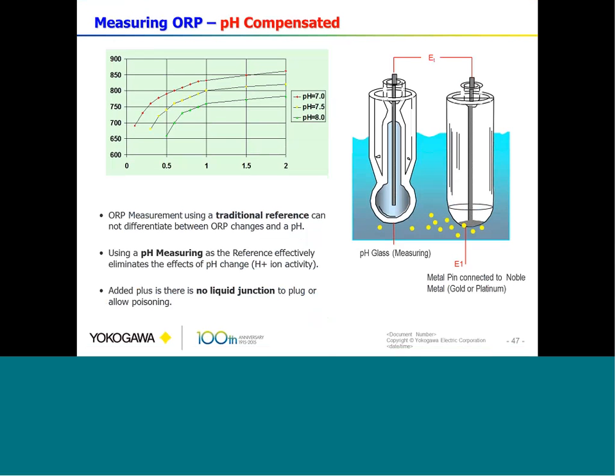And this is common in cooling tower applications where we add acids to control corrosion, and we're also using ORP to indicate the power or the effectiveness of chlorine that's used as a biocide. So we don't want to add the changes in pH to that. We want to just see how effective the chlorine is. So we need to eliminate those pH changes. So we put a pH electrode on the reference side, and it works really very well.